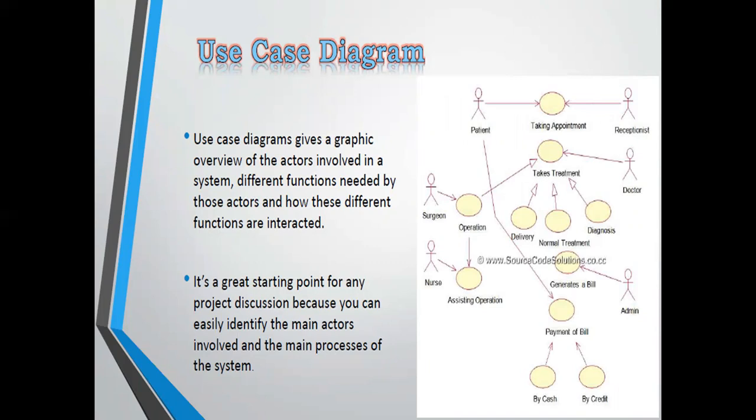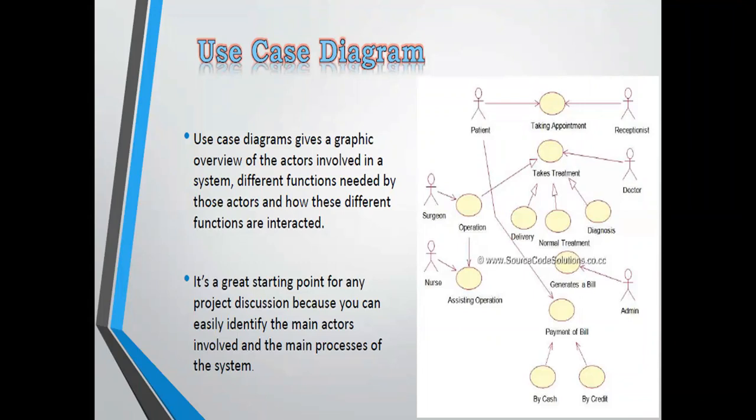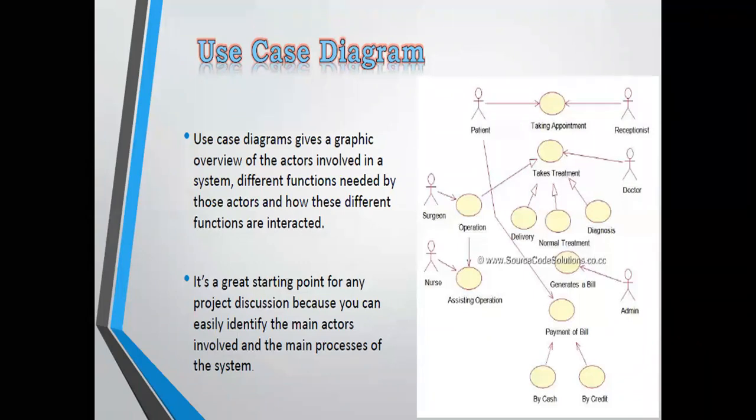It's a great starting point for any project discussion because you can easily identify the main actors involved and the main processes of the system. In the use case diagram, here you can see there are several actors: patient, receptionist, surgeon, nurse, admin and doctor. These are the actors. These actors are going to interact with the system. System here means the hospital management system.